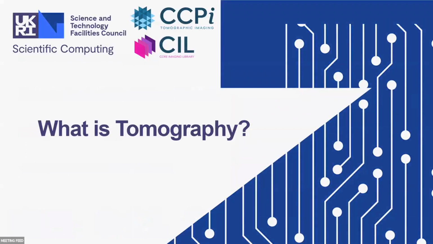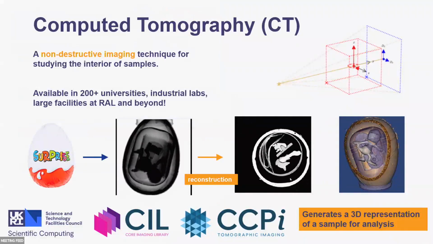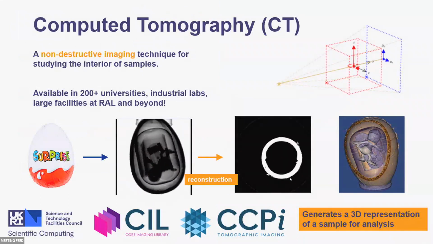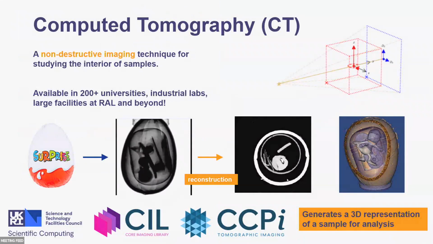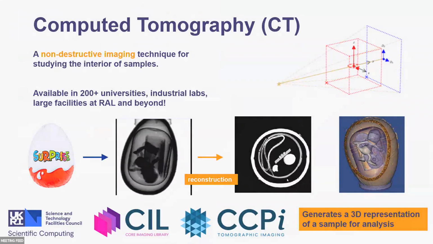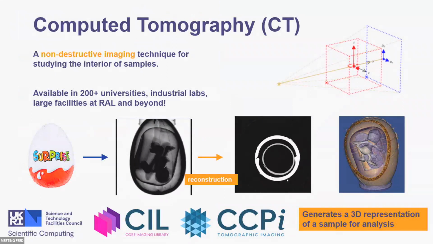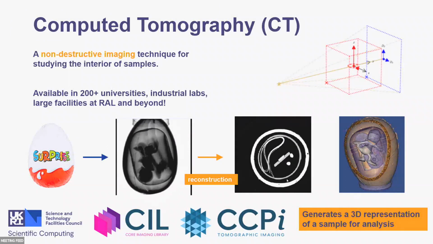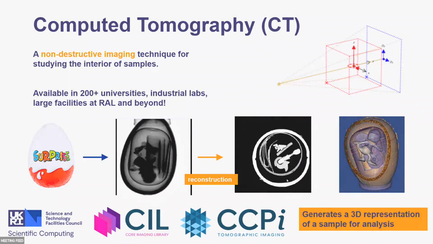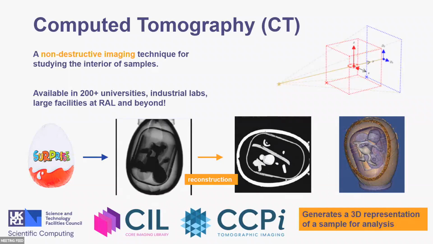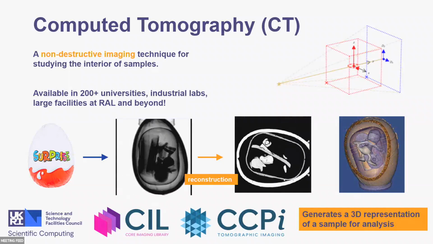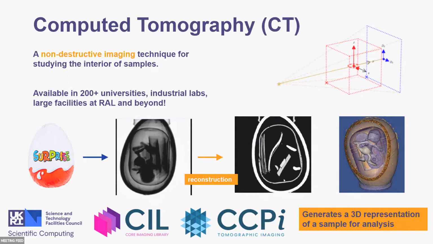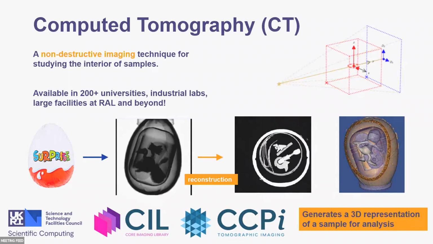So to begin with, what is tomography? Computed tomography, or CT, is a non-destructive imaging technique for studying the inside of samples. It's available in over 200 universities, industrial labs, and large facilities, including some at RAL and beyond. And you may be familiar with a CT scan in a hospital where the source and detector rotate around a patient. But in the case where we're imaging an object, so for instance, this silly example where we want to image a chocolate egg to make sure that we buy the one with the best toy inside, we would instead rotate our egg and keep our source and detector static.